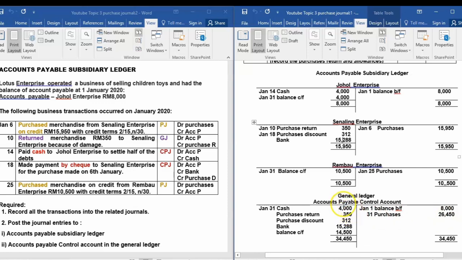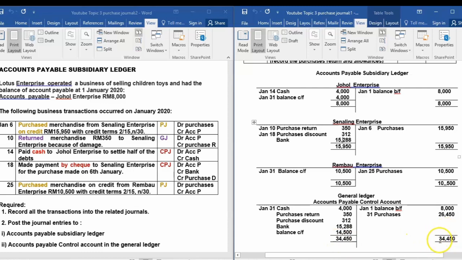The next one, we look at the cash. Cash in the debit side under account payable, we get this number from Johor Enterprise, 4,000. 350, we get the amount from Senali Enterprise. 312 from Senali Enterprise. Bank, 15,288, we get from Senali Enterprise. So we have to close the account payable control account, the debit side and the credit side.